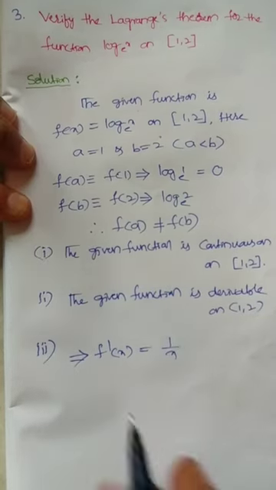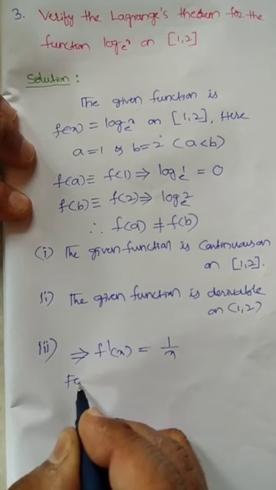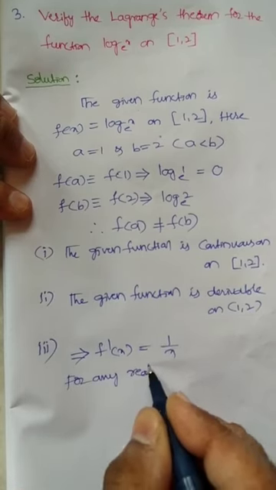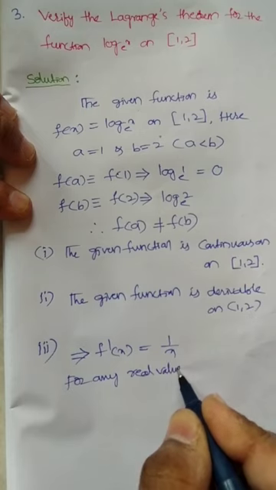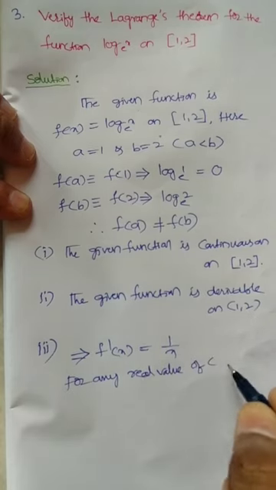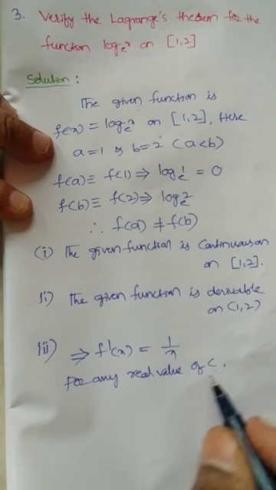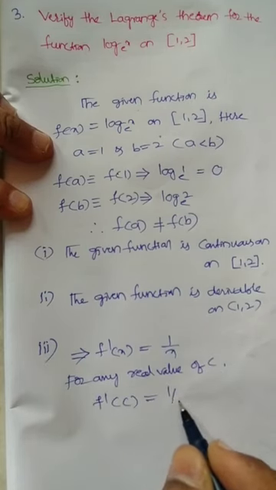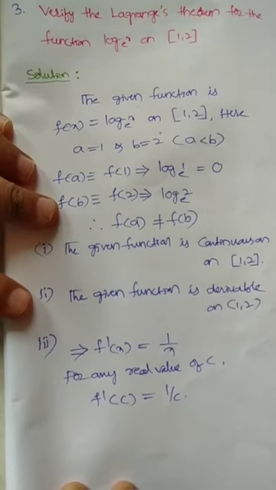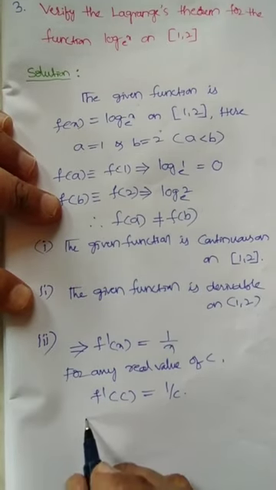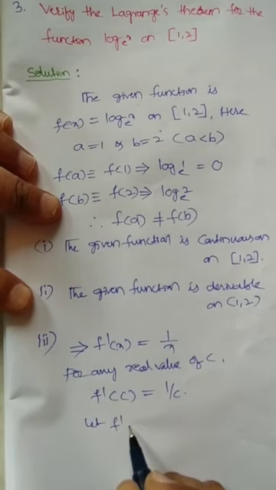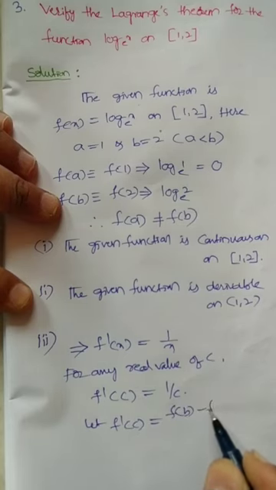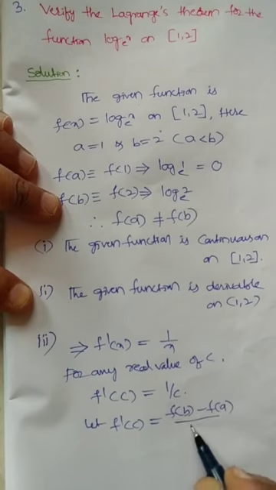For any real value of c for our function, f dash of c must be equivalent to 1 by c. So let us take f dash of c is equivalent to f of b minus f of a by b minus a.